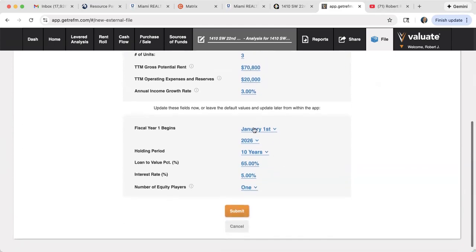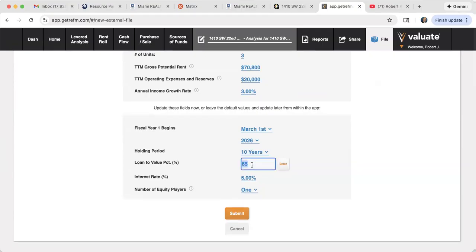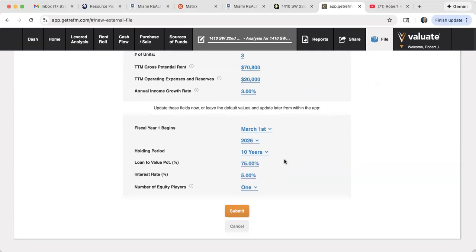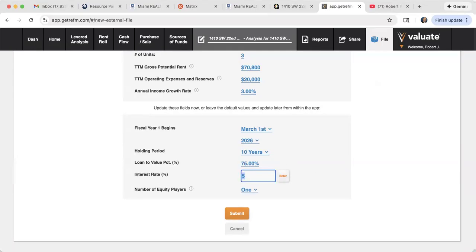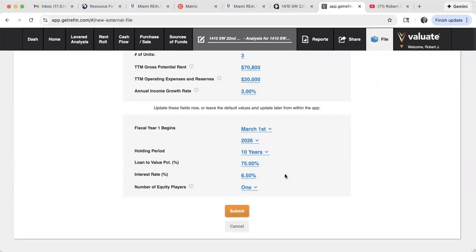Okay. Purchase the property March 1st. Let's hold it for 10 years. Let's invest 25%. So let's finance 75% at a 6.5% interest rate. All right. So it's going to be a conventional loan, 25% down, financing 75% at a 6.5% interest rate. Let's click on submit.